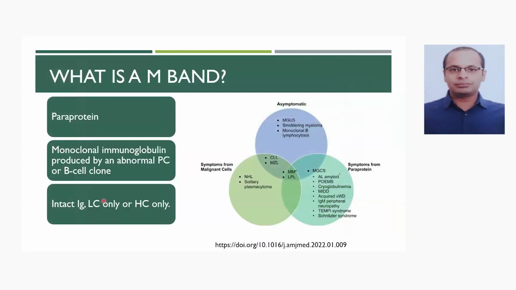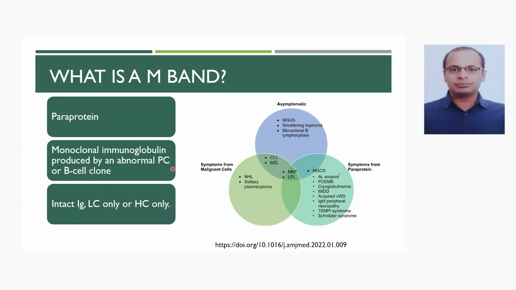So, what is M band? M band is a paraprotein. It's a monoclonal immunoglobulin produced by abnormal plasma cells or a B cell clone. So, both an abnormal B cell clone or plasma cells can be producing this M band, and it's an intact immunoglobulin, can be light chain or heavy chain only, but usually in most of the scenarios, it's an intact immunoglobulin. Production is by B cells, abnormal lymphoid cells.